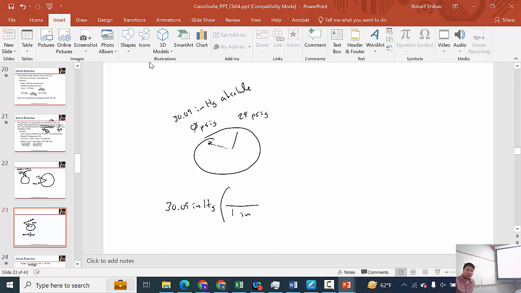Feet? Should I do inches to feet? No. Should I do inches to centimeters? We're not going to do square inches. We're going to just go inches to centimeters. So now I have centimeters of mercury, and then where do I want to go next?